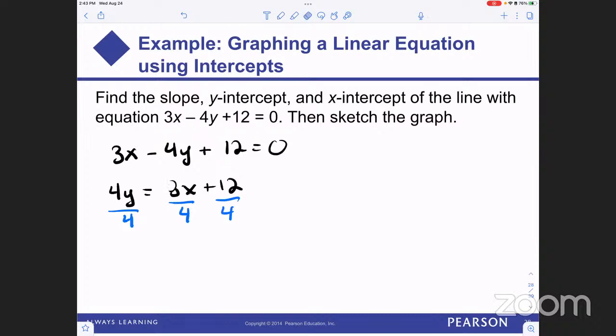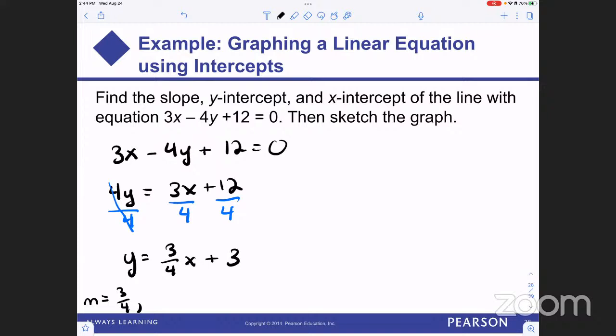And let me clean up my 3 a little bit. Okay. So then when we do this, a number divided by itself is 1. 1 times anything is itself. And then we get the following: 3 over 4x plus 3. Okay. So from this form, now we can at least answer the parts, right? So the slope is going to be 3 by 4.